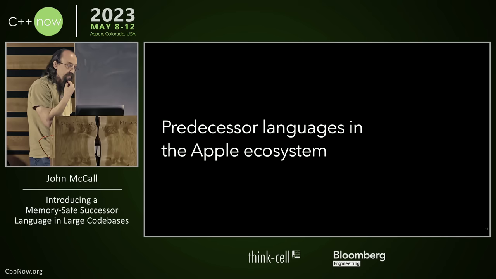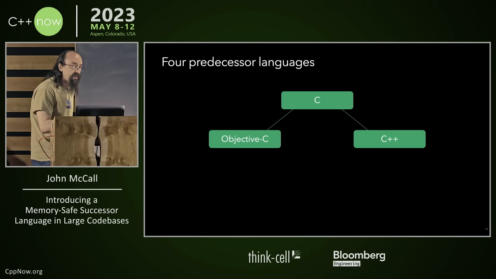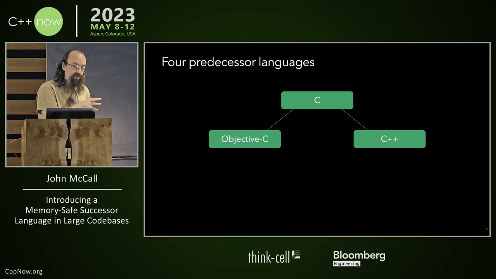We really have four predecessor languages. This is how we think of it. I assume that you're all familiar with C and C++. Objective-C is a language extension to C that adds a simple Smalltalk-style object system, which happens to be very good at defining stable APIs.